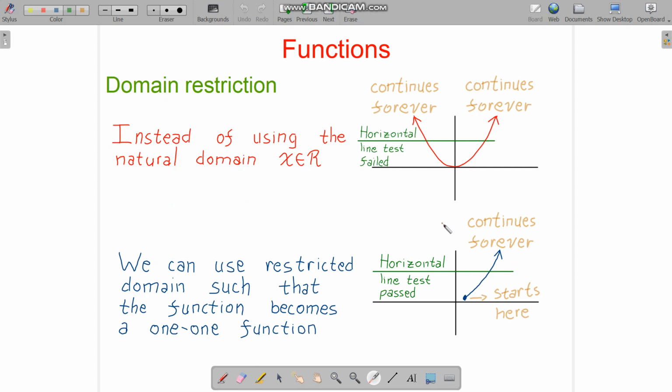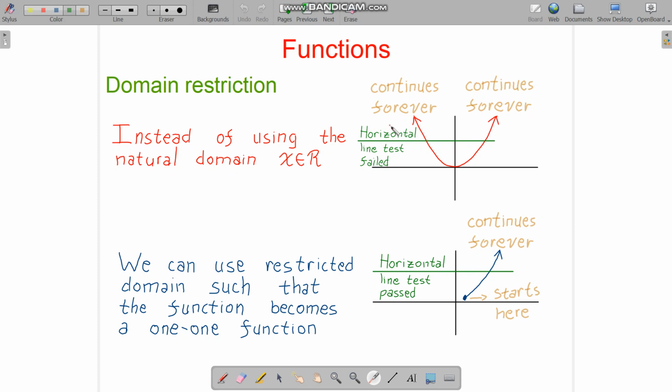Domain restriction is when we use only some part. So this is the original y equals x squared without domain restriction. We use the natural domain, which continues forever in this direction and in this direction. This is again not a 1-1 function because we have two intersections here. It fails the horizontal line test.